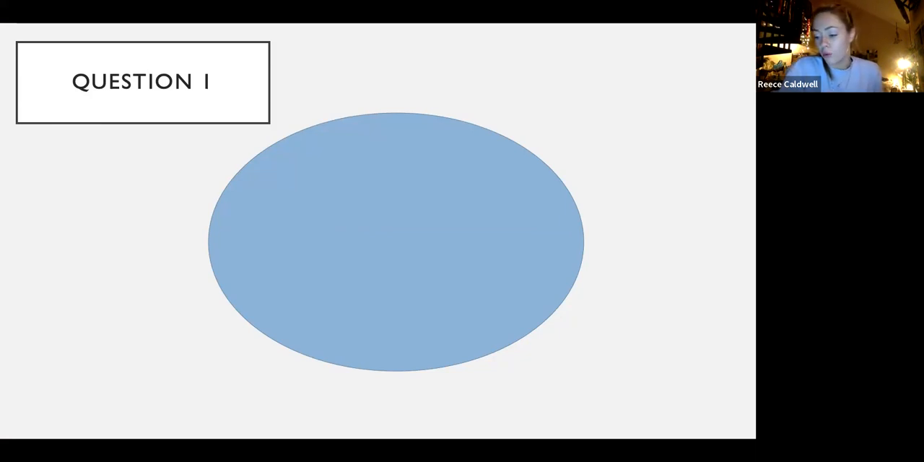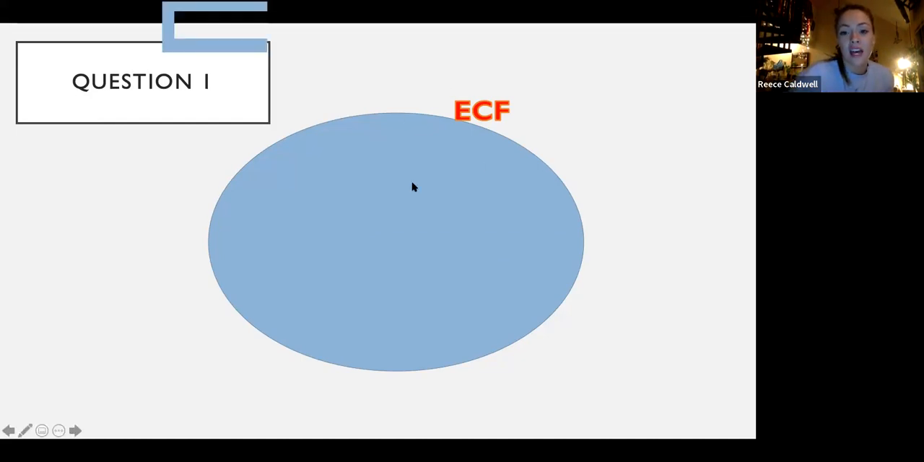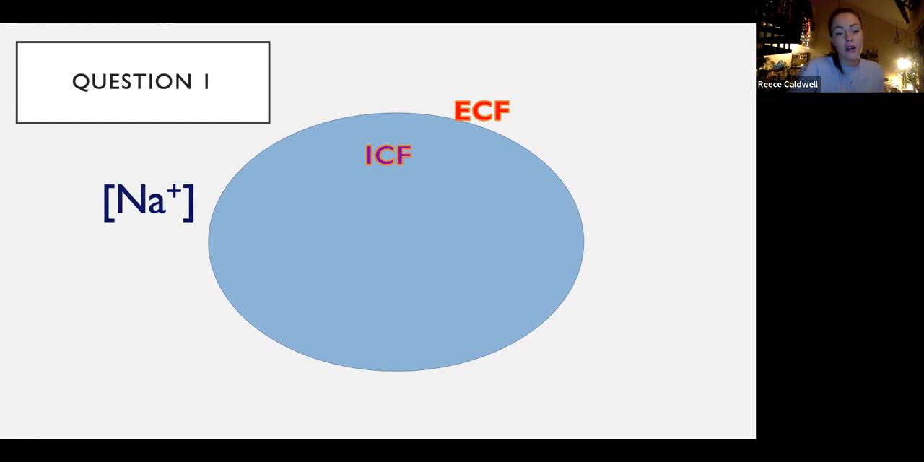So let's start off with our ions. Just to give you an idea of the illustration here, the outside of this circle is representing the extracellular fluid or the blood, and the inside is representing the intracellular fluid, so the inside of the cell. Starting off with those ions, first we have sodium. Sodium is always going to be in higher concentrations outside of the cell and lower concentrations inside of the cell.